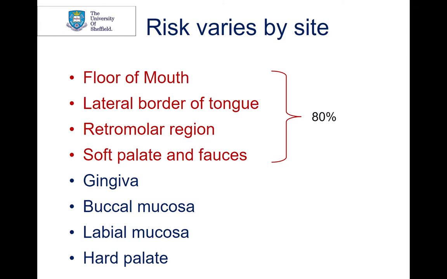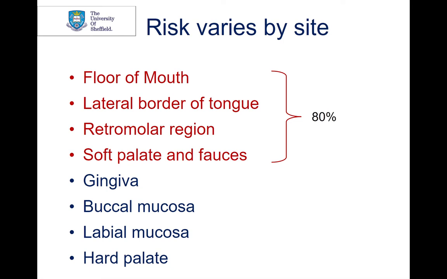It is important to remember the rules of thumb in terms of the sites which are particularly important. We are trying, if possible, to identify these cancers at as early a stage as possible. And so the risk does vary by site. We've talked about that already. The floor of mouth, ventral surface of tongue, lateral border of tongue, that whole area is a really important site for early oral cancers. And in the retromolar region, soft palate and fauces. So these two particular areas in the mouth, the vast majority of early oral cancers will be there.